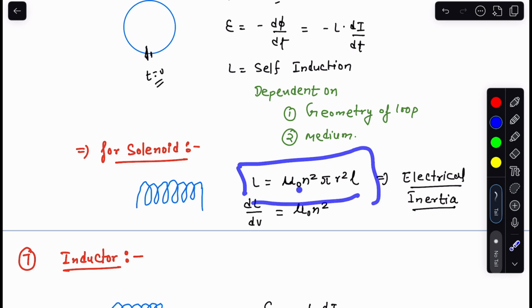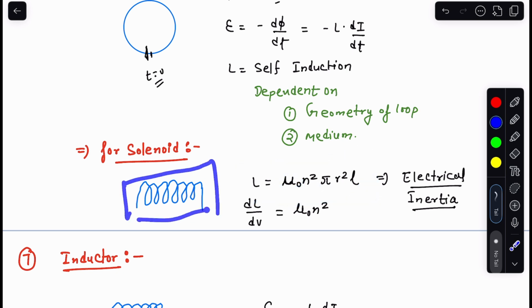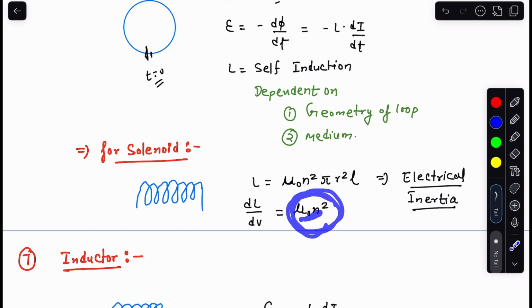Now this L, if you calculate it for a solenoid, comes out to be mu naught n square pi r square L. Here mu naught is the permeability of vacuum, if I am taking it as vacuum, n is the number of turns per unit length, r is the radius, and L is the length. And if you divide this by the volume, of course the volume of the solenoid is pi r square L, then you get mu naught n square. So this is the self-induction per unit volume, mu naught n square.